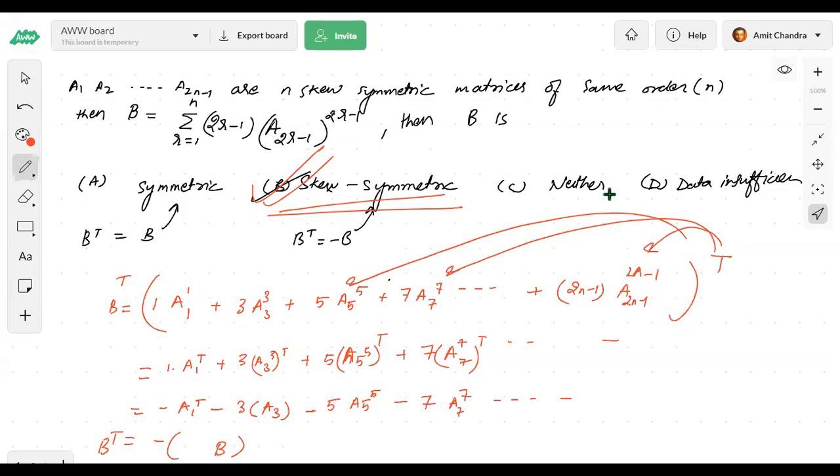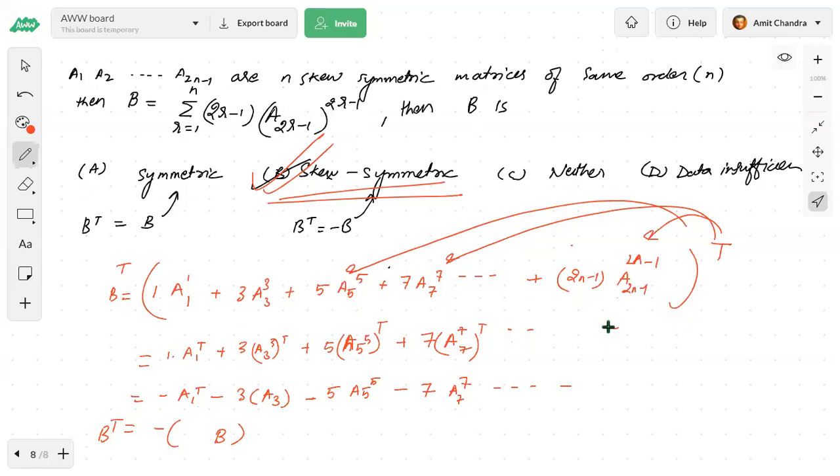Yes, 3 A cubed. So we can simply come to the conclusion that the minus will come outside because all the powers are odd. So this is odd: 1, 3, 5, 7 and 2n minus 1. All the powers are odd. So whenever you take the transpose, the minus sign will come outside. That means all terms will have a minus sign multiplied with them. So I can take the minus sign common, and this will simply become minus of B. This is B after taking the minus sign. So this will be understood.